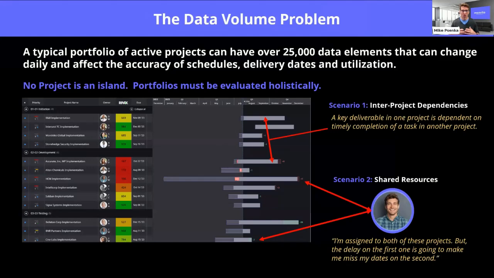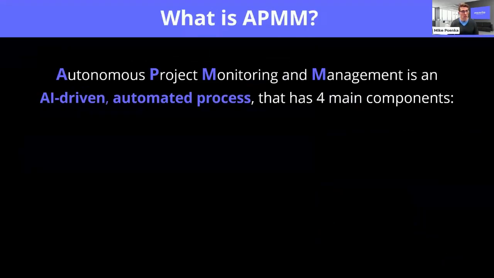And really, all this underscores the point that it's not possible for any one human or any team of humans to manage all of that detail and get it right, right? You have to look at this as an autonomous function. So there's something called APMM, Autonomous Project Monitoring and Management. It's an AI-driven automated process that has 4 main components. Its purpose is to help remediate problems and improve the accuracy and efficiency of your organization around project and structured work.